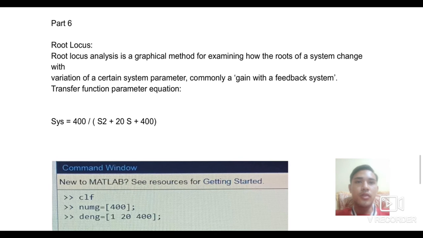My name is SULAIHUDIN. My metric ID is MA18135. Okay, so part 6, root locus. Root locus analysis is a graphical method for examining how the roots of a system change with variation of a certain system parameter, commonly with a feedback system. Transfer function parameter equation: SYS equals 400 over s squared plus 20s plus 400.